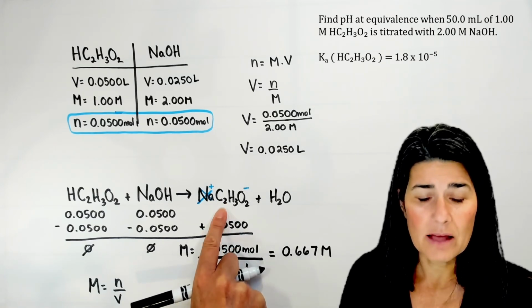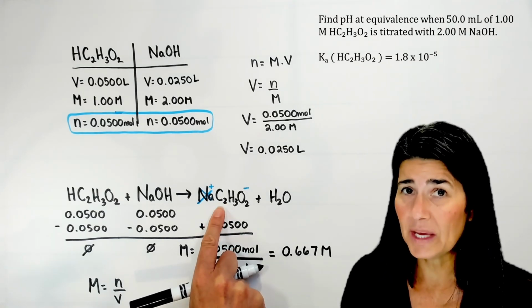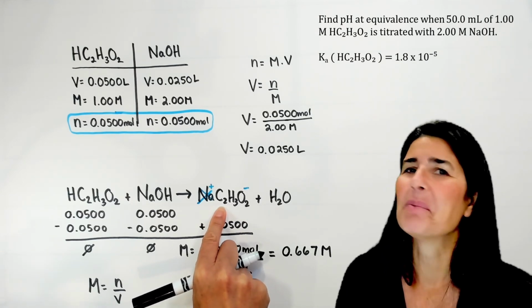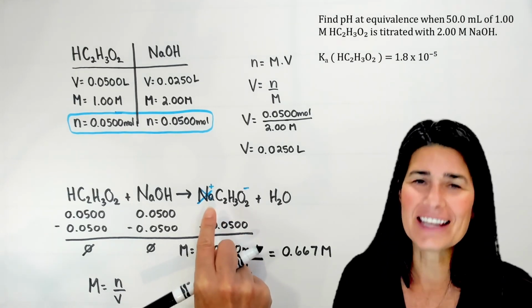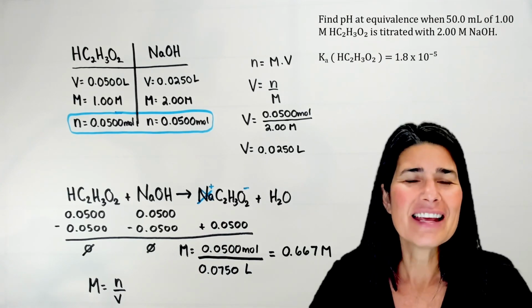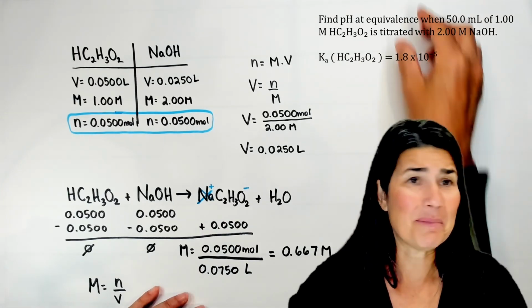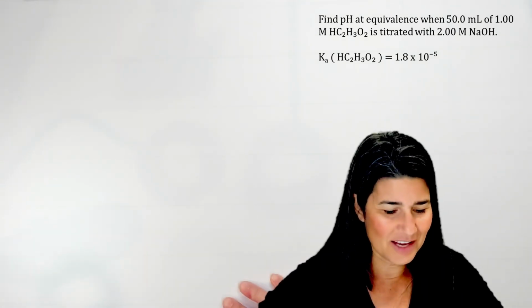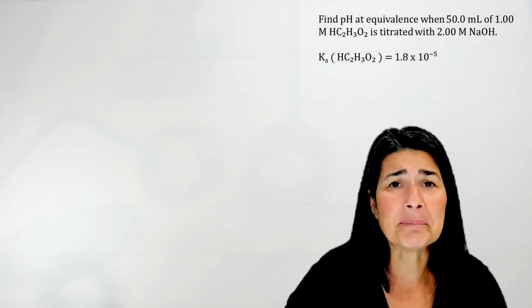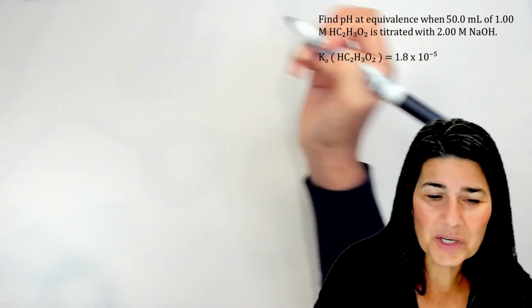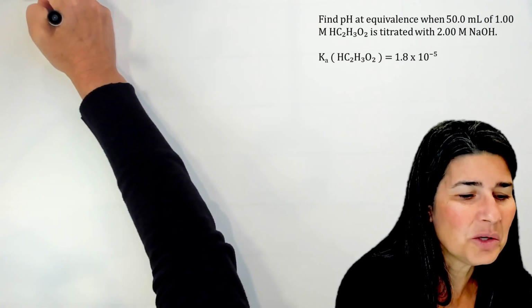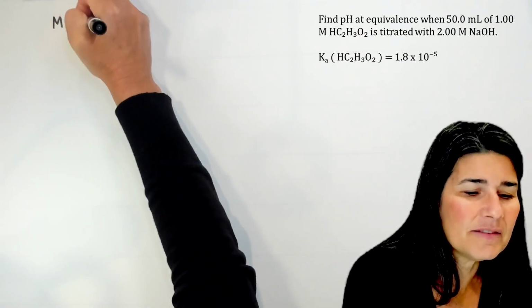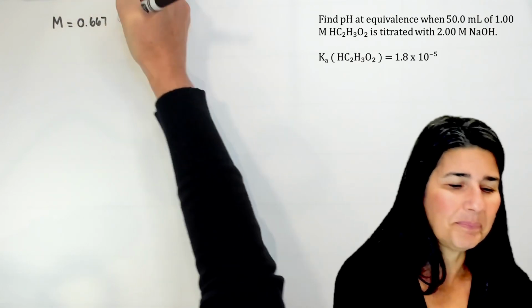All right, now we have a weak base. Remember, the plan of attack is take your base, put it in water with some ice, and a KB. So let's go ahead and do that. But I definitely need more paper here. So give me a moment. These problems are long, they're burly, but I kind of love them. So let me just record what we had. We knew we had a molarity of that acetate of 0.667 molar.